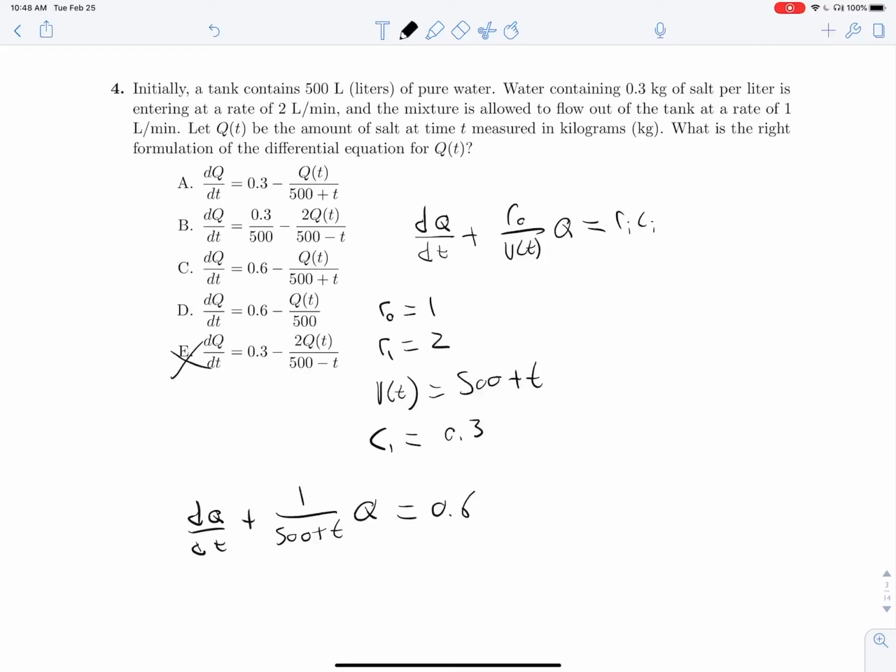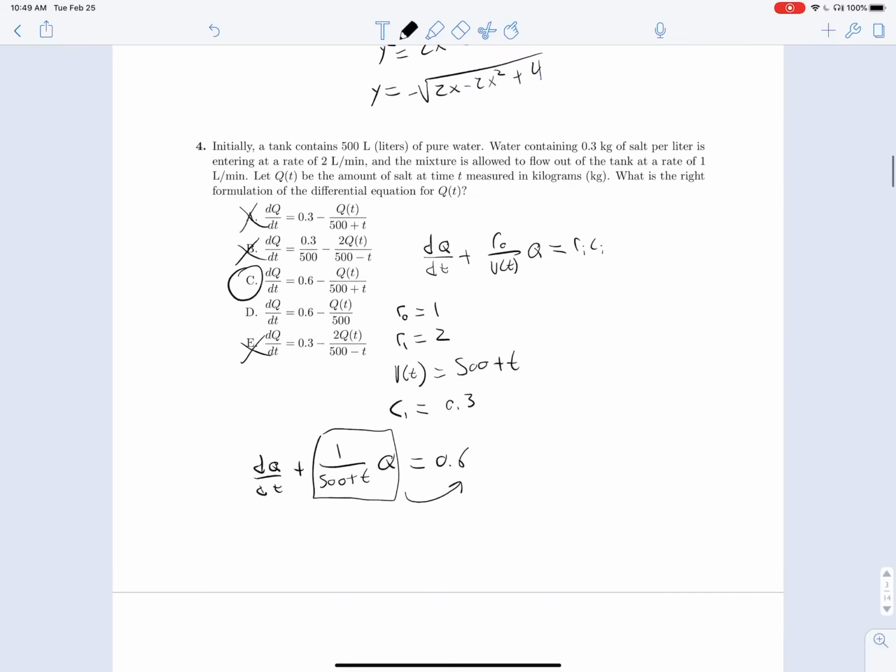0.6. So looking to our answer choices, if we take this term and subtract it over to this side, we're left with exactly option C, and they don't make us solve it, which is kind of a blessing. I don't really want to go through that. Although I'll note, if we were to solve it, we would use an integrating factor, like we always do with these.